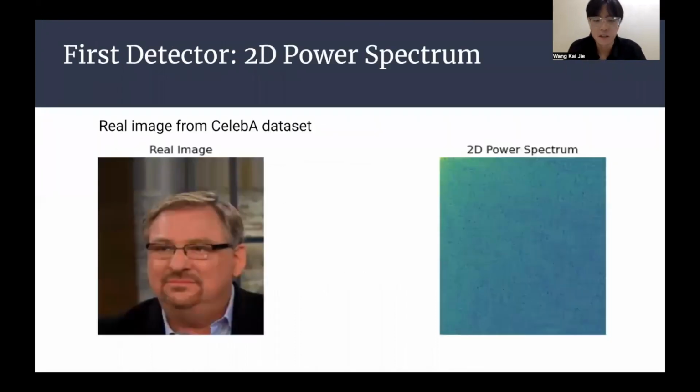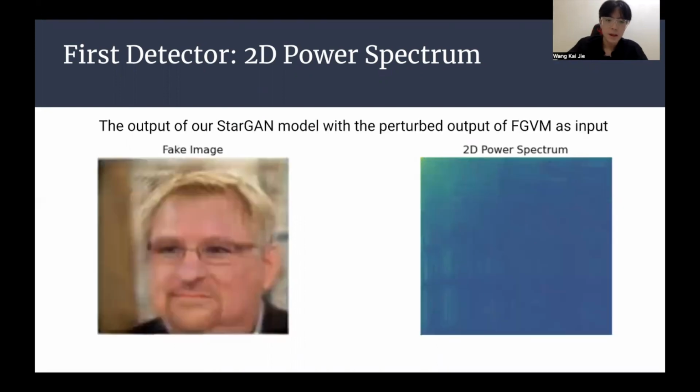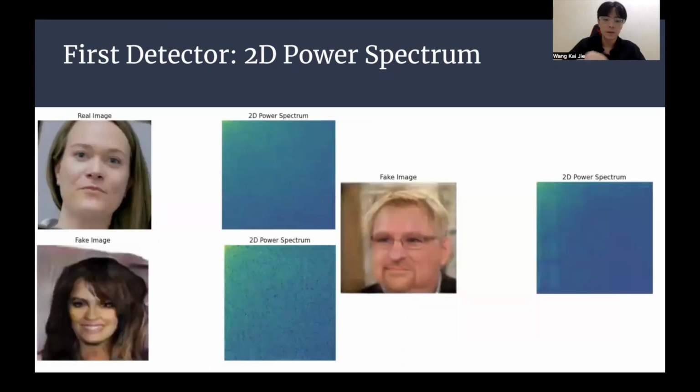So the first detector is the 2D power spectrum. The real image is from the CelebA dataset. After passing it into the 2D power spectrum, we get the image on the right. And the fake image is the output of our StarGAN model with the perturbed output of FGVM as input. Passing it into the 2D power spectrum, we get the image on the right. The images on the left are the images that we obtained from Light.Blackpink fans.